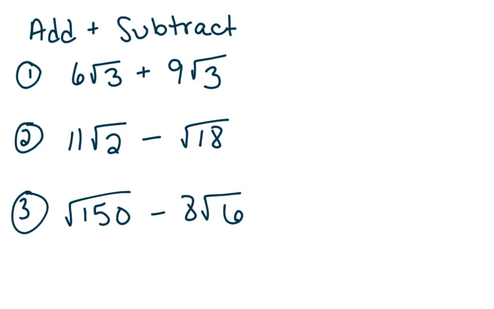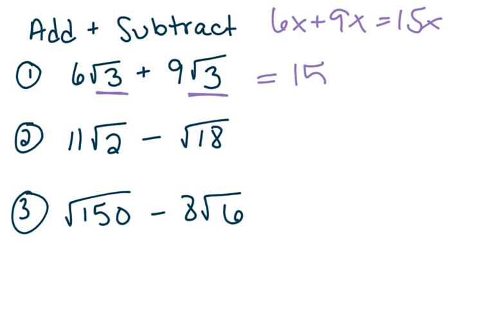All right, what if I have to add or subtract? Well, the rule when you add or subtract radicals is they must have the same radical underneath to go together. Just like you would say 6x plus 9x gives you 15x, this guy is going to give you 15 square root of 3.